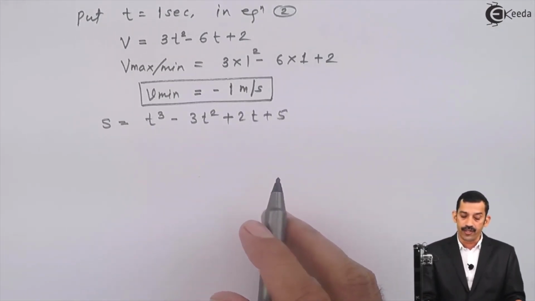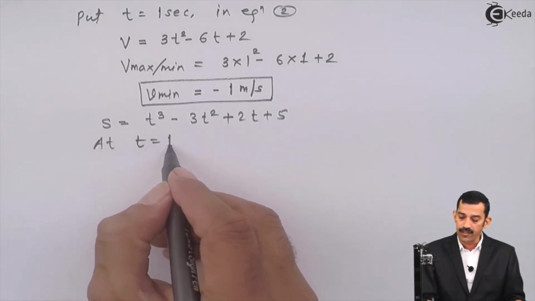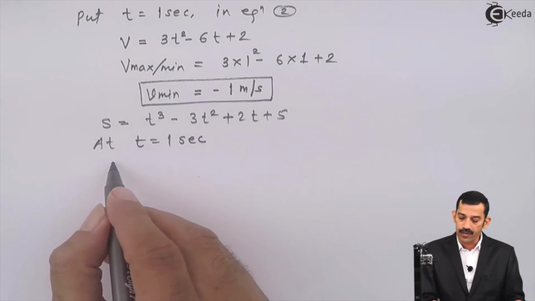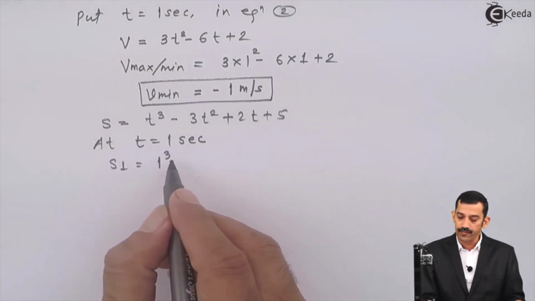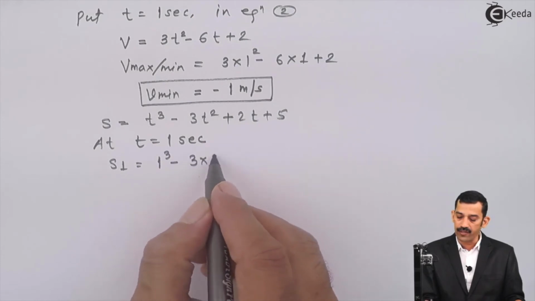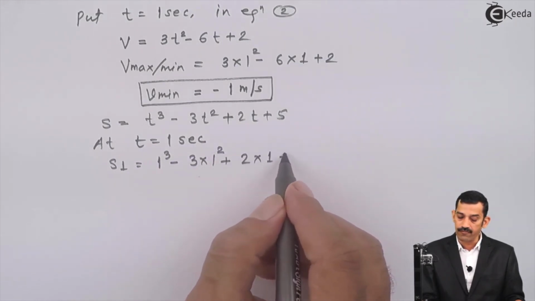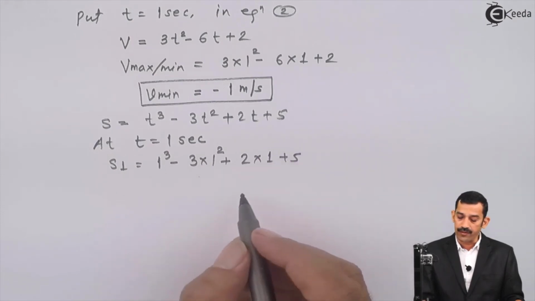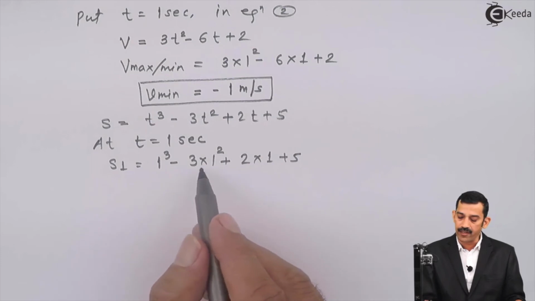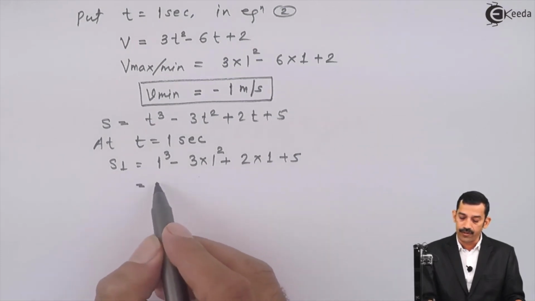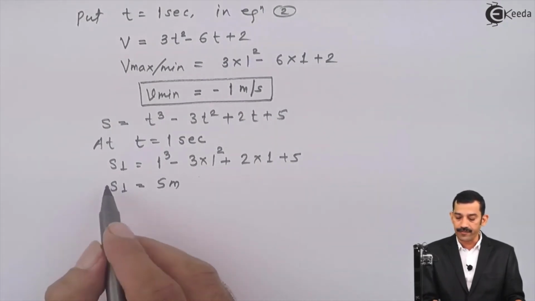Now if we substitute here t equal to 1 second, what will we get? Say s1. We put 1 second: 1 cubed minus 3 into 1 squared plus 2 into 1 plus 5. If we calculate using a calculator, 5 plus 2 is 7, 7 plus 1 is 8, 8 minus 3 comes out to be 5 meters. This is at 1 second.